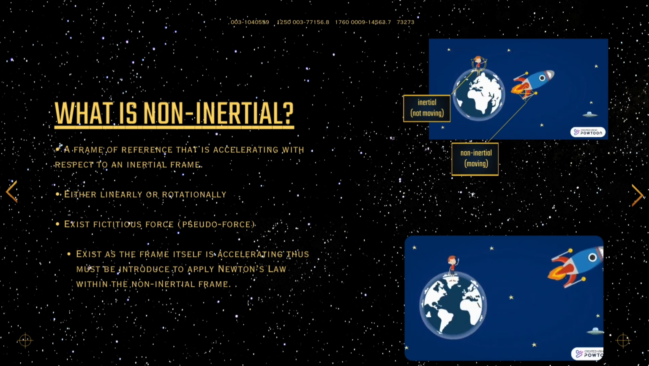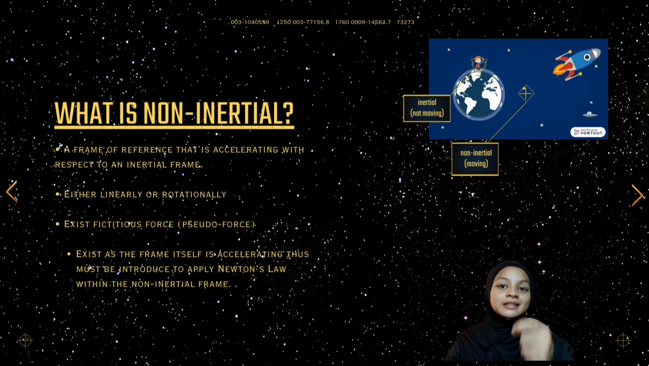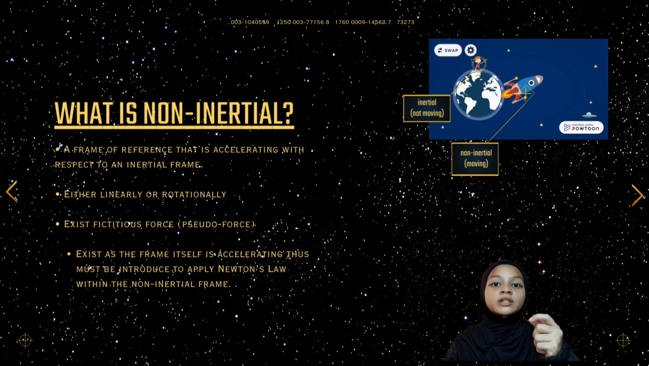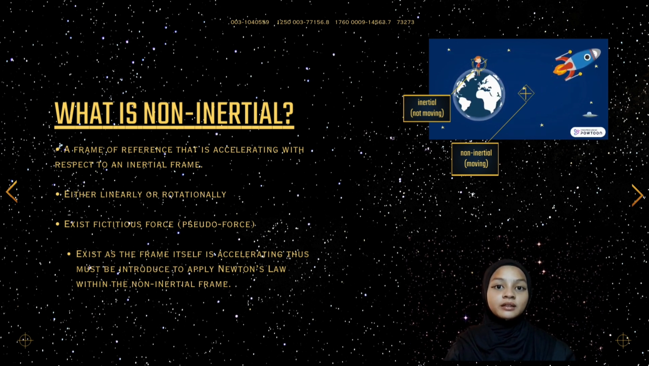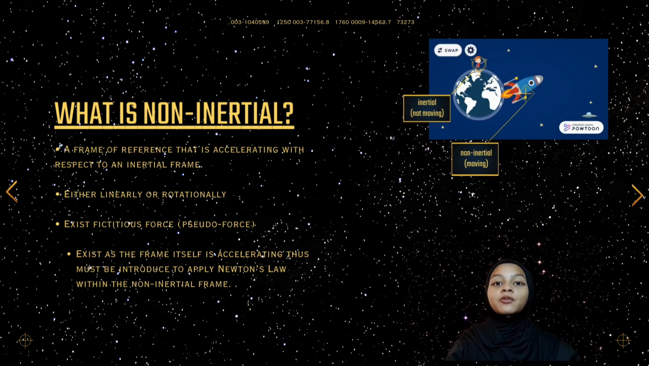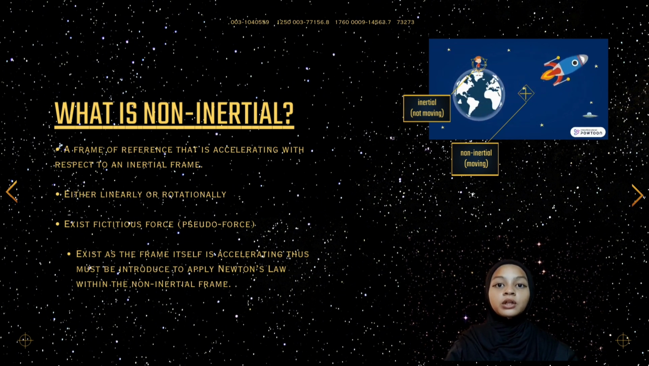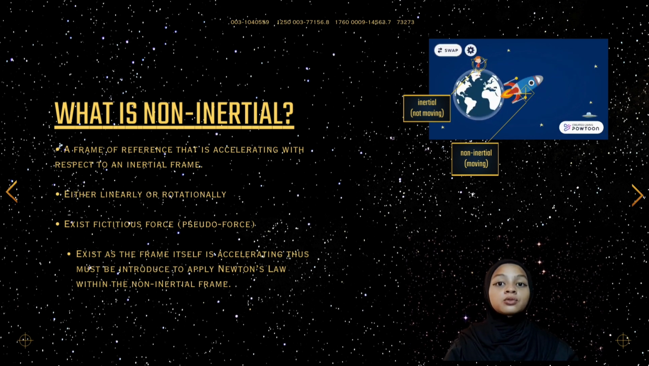A non-inertial frame can be both linear or rotational, and with the existence of a non-inertial frame, there exists a fictitious force, which is an apparent force that arises when the observer in a non-inertial frame is accelerating. In this condition, Newton's law cannot be used, thus it is necessary for a fictitious force to be applied so that Newton's law can be used. A few examples of fictitious force include centrifugal force, Coriolis force, and Euler force.